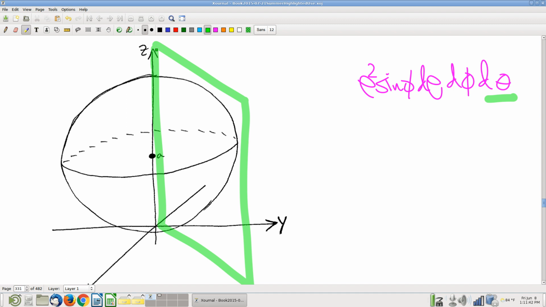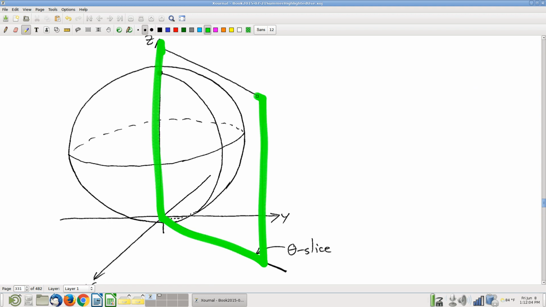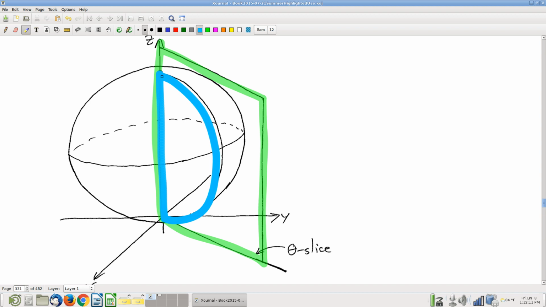Now you just have to use your geometric intuition, but what happens when you take a ball and make a vertical slice through sort of the center axis, if you will? You just gotta think it through. This is what that theta slice looks like, and our ball slice in question looks kind of like this. It's a half disc.